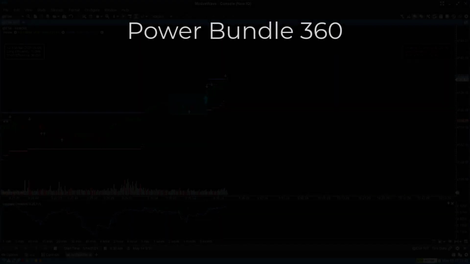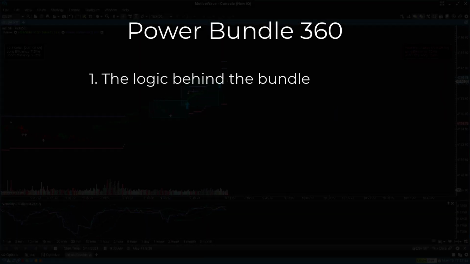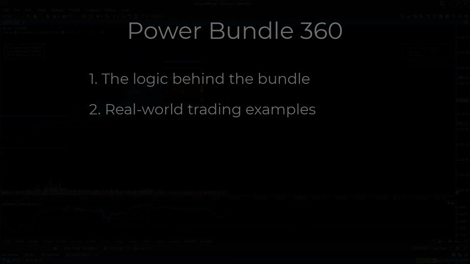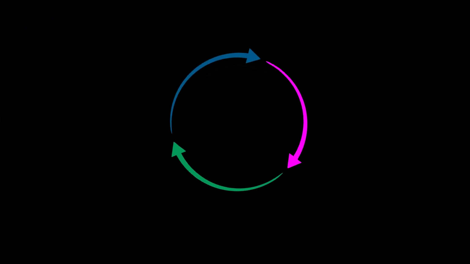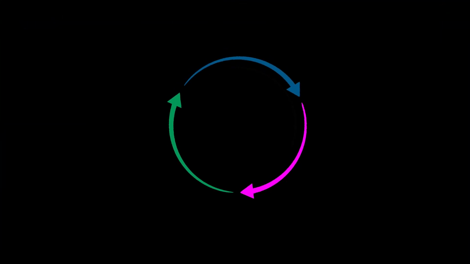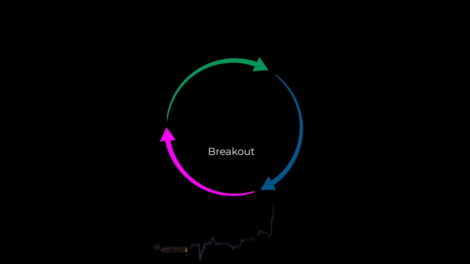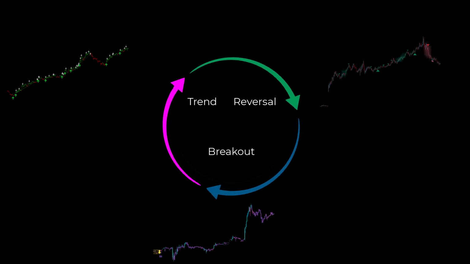In this video, we're going to introduce the logic behind the Power Bundle 360 and demonstrate a few examples to show how the included indicators can be used. The Power Bundle 360 was built on the idea that all charts repeatedly progress through three market cycles: breakout, trend, and reversal in a cyclic manner. It includes the latest versions of our three most powerful indicators to keep you equipped for all market cycles.